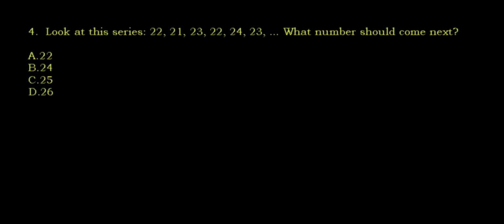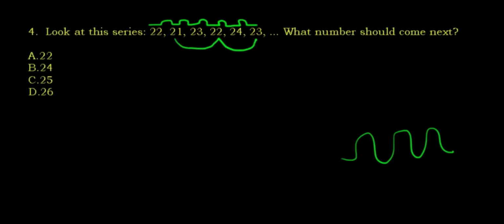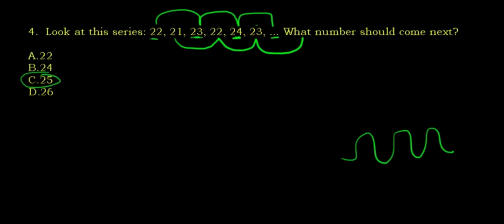Next question: 22, 21, decrease, increase, decrease, increase, decrease. So clearly there's an alternating pattern. We try 21, 22, 23, next would be 24, right? And then if you take a look at the other part, 22, 23, 24, oh, so this is the pattern. Do you see? 22, 23, 24, the next number has to be a 25. As easy as that. The only objective is to try and pick out the pattern, really.